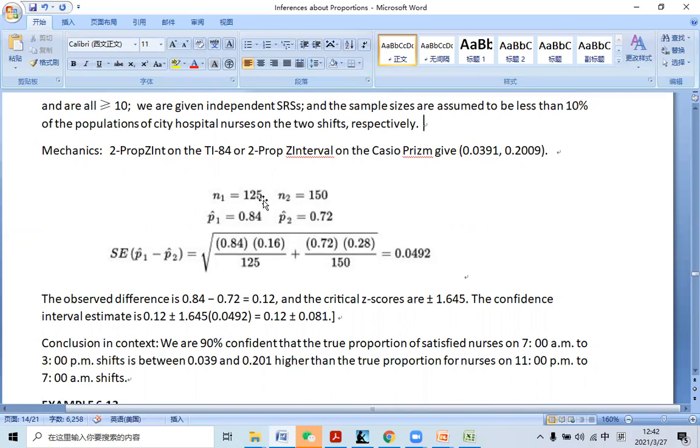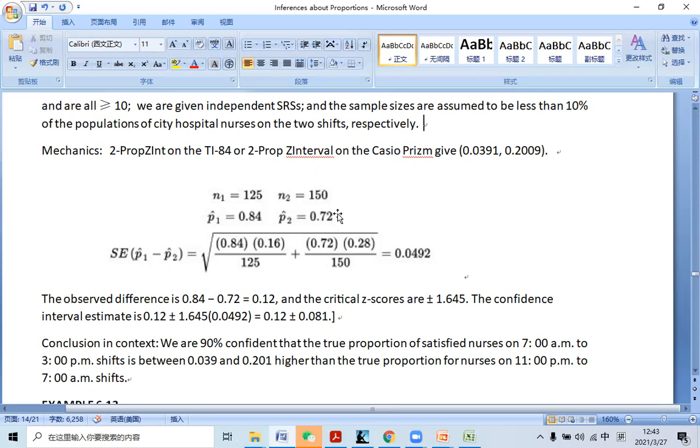From each sample, you have measured a proportion. For the first sample, day shift, your proportion is 84%. 84% of them feel pretty good about their job. And from the second sample, 150 people, these are night shift nurses, only 72% of them are satisfied with their jobs.